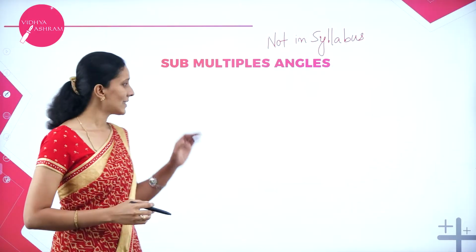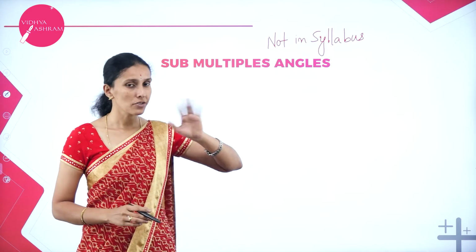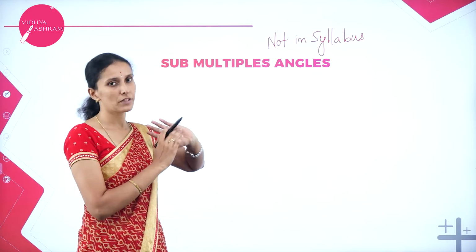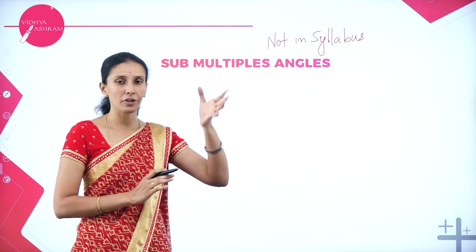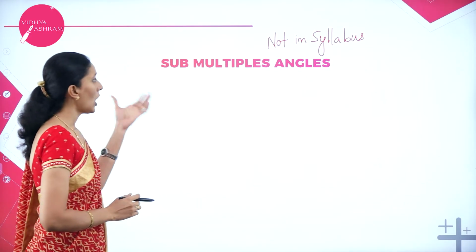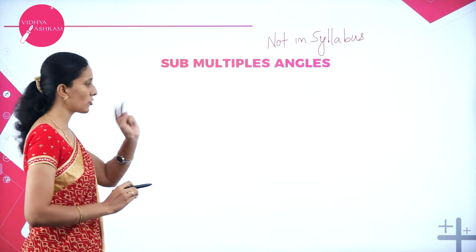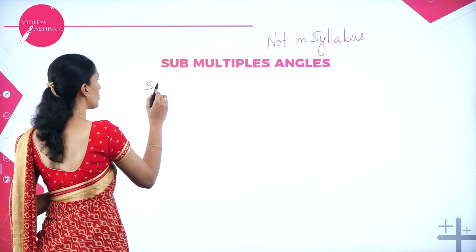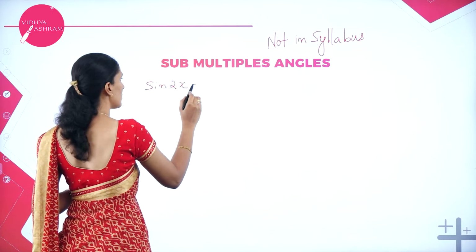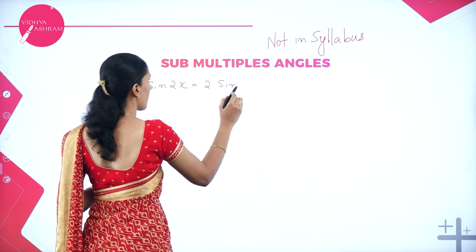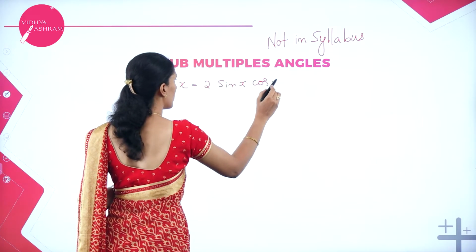Next we come across submultiple angles. It is not in your syllabus, but the knowledge of submultiple angles is very necessary for your calculus part. Now, how will we get the submultiple angles? I'll just explain with two formulas. We know the sine 2x formula. What is it? 2 sin x cos x.